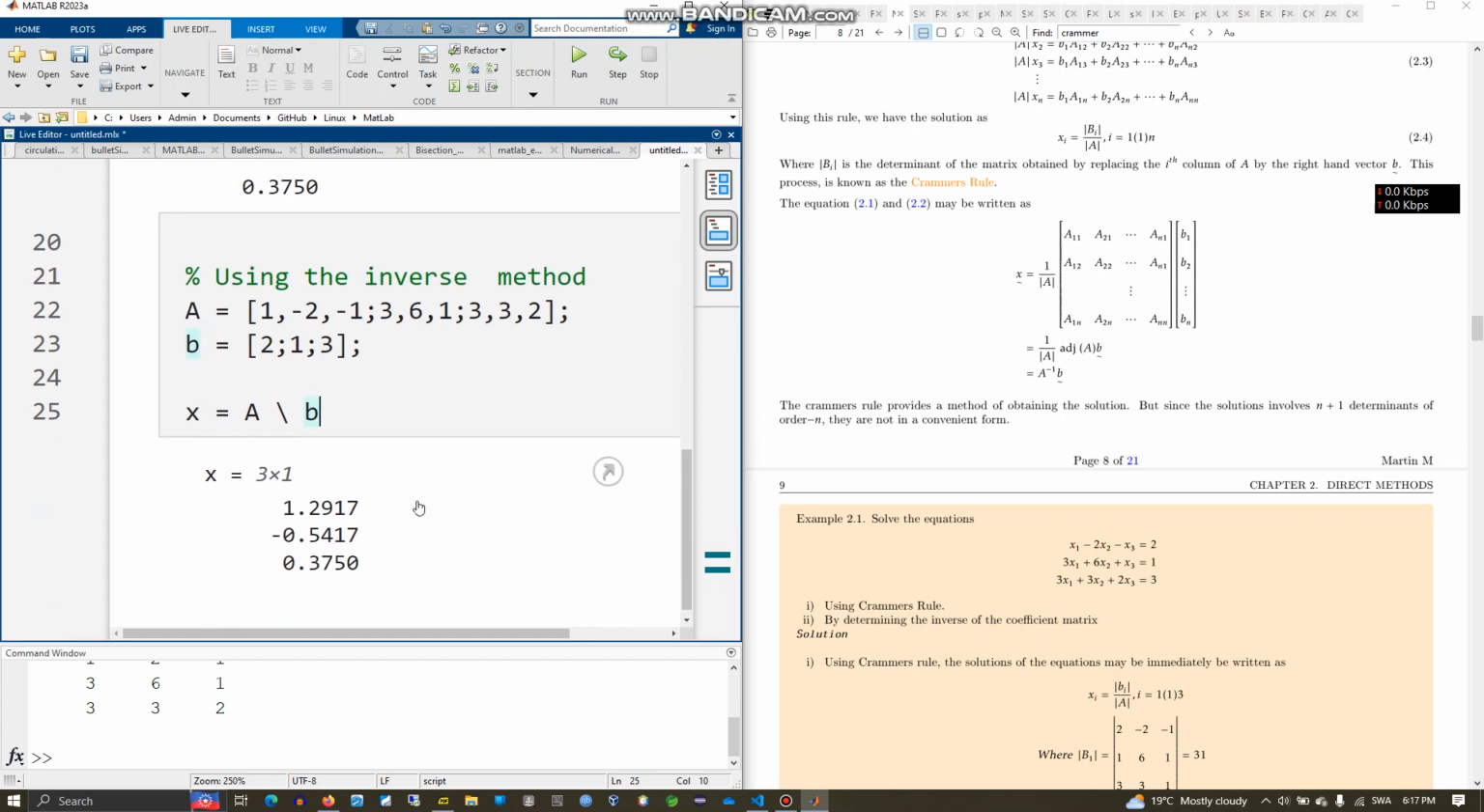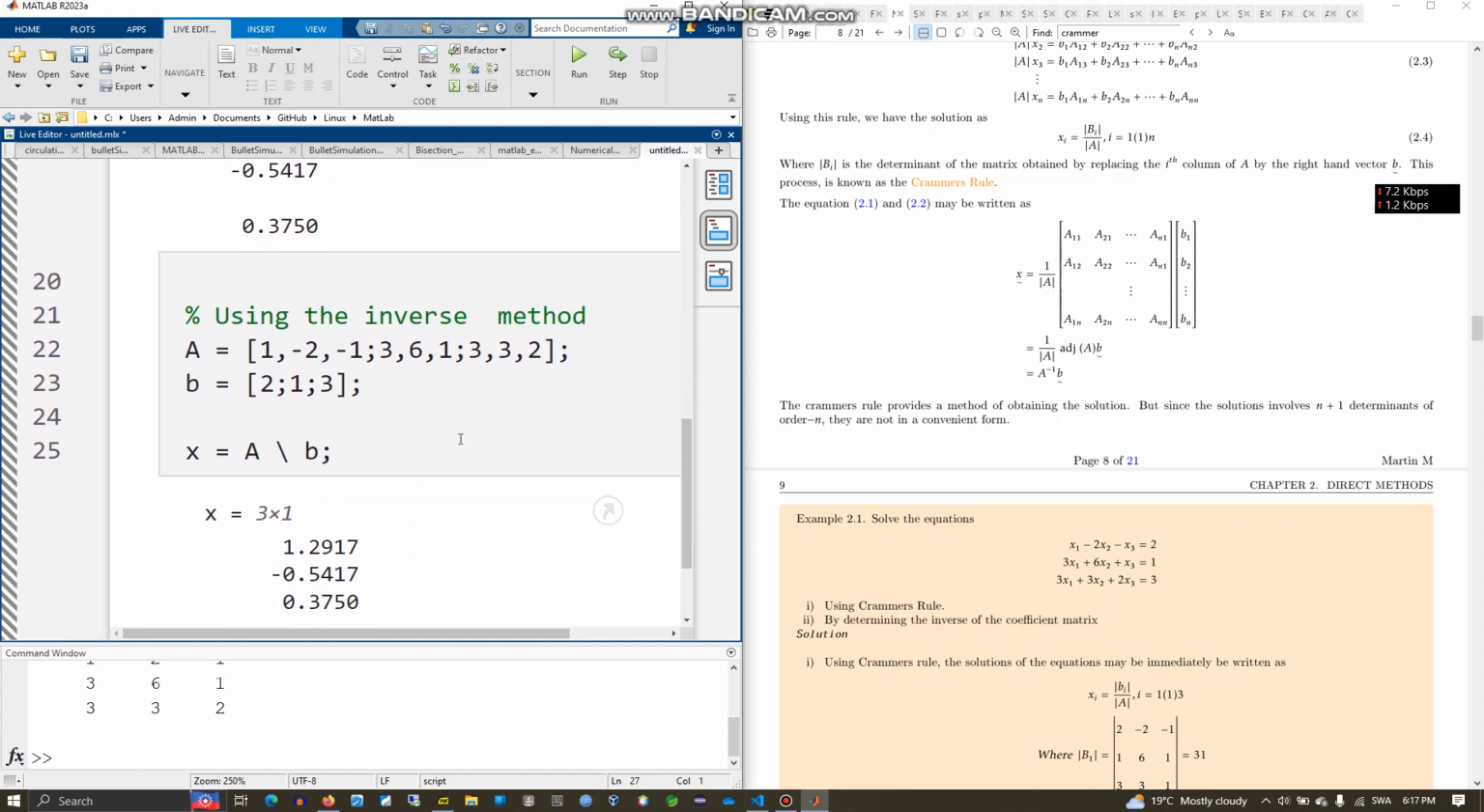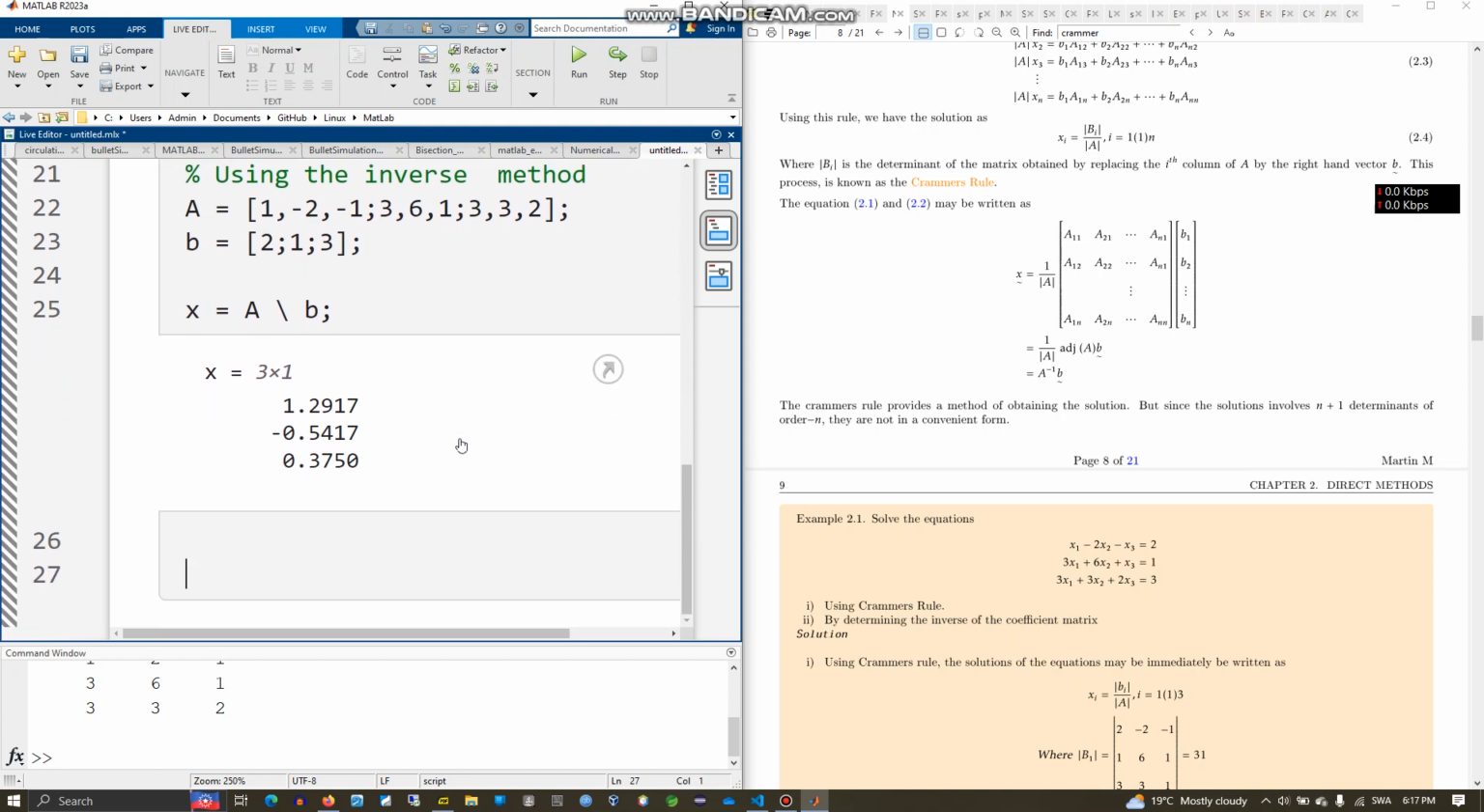Now another method, you can make use of the solve function. And also maybe we can try to get the inverse of A.